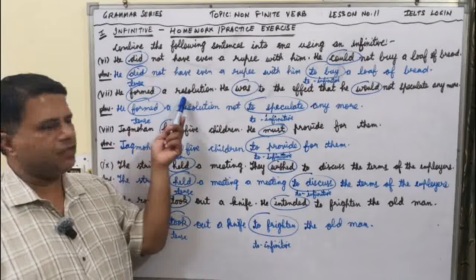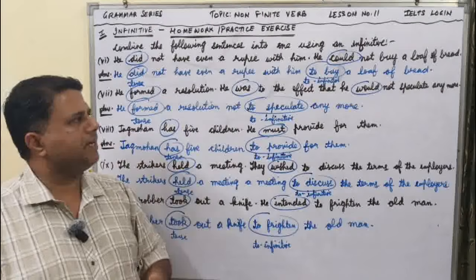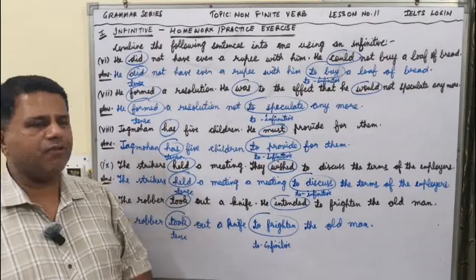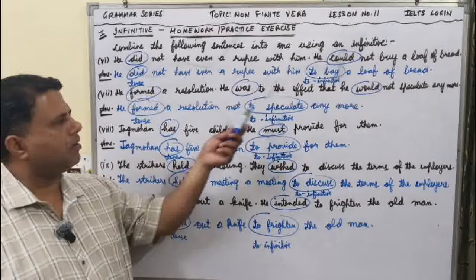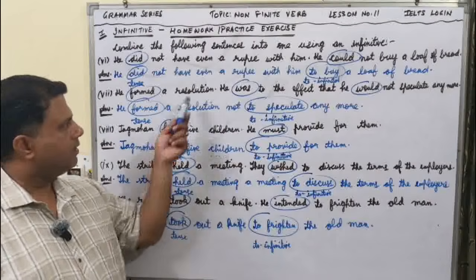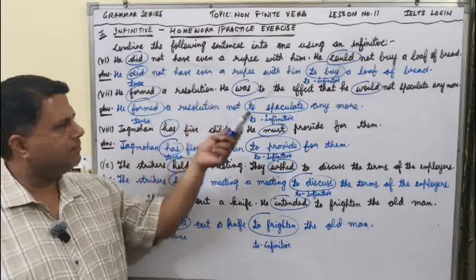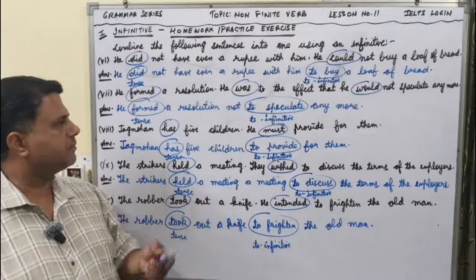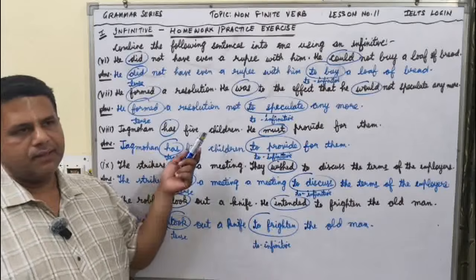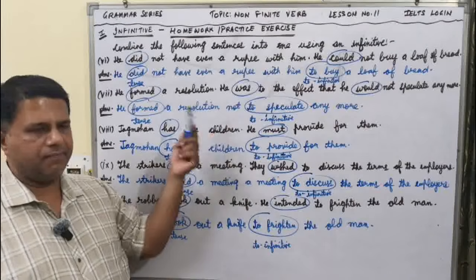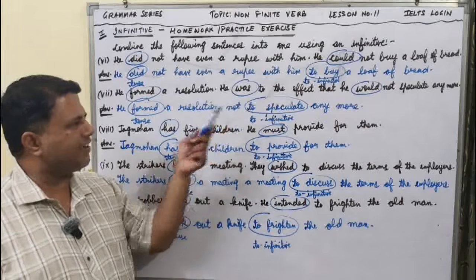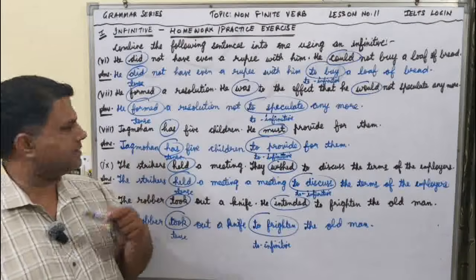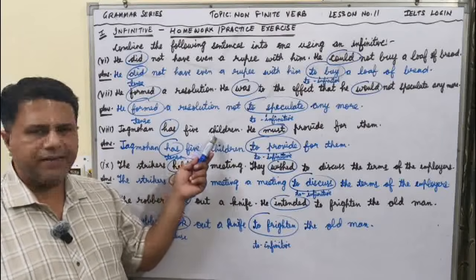He formed a resolution. He was to the effect that he would not speculate anymore. He formed a resolution. For what? Not to speculate anymore. One sentence remains same. Other sentence will have some changes. Verb part will remain. Before that, other things will go. He formed a resolution not to speculate anymore. Formed is tense element.